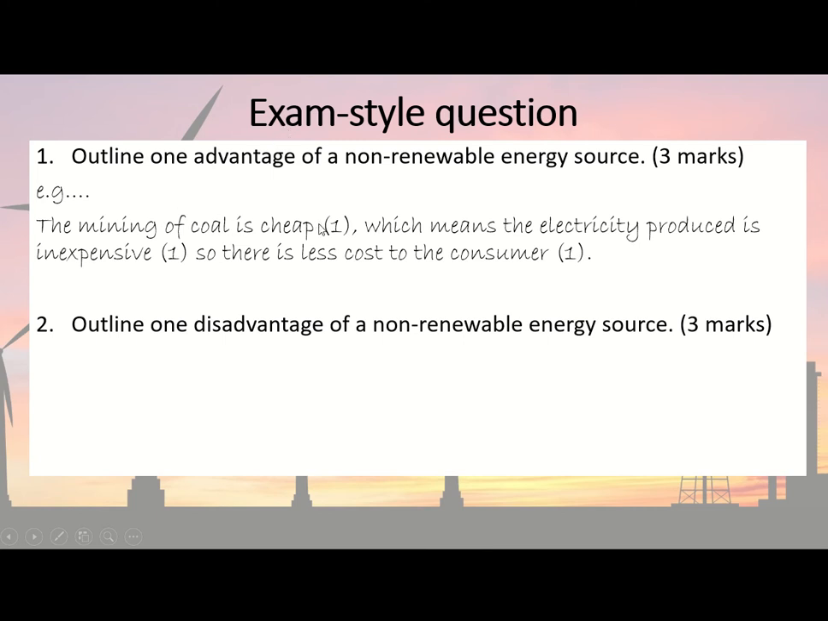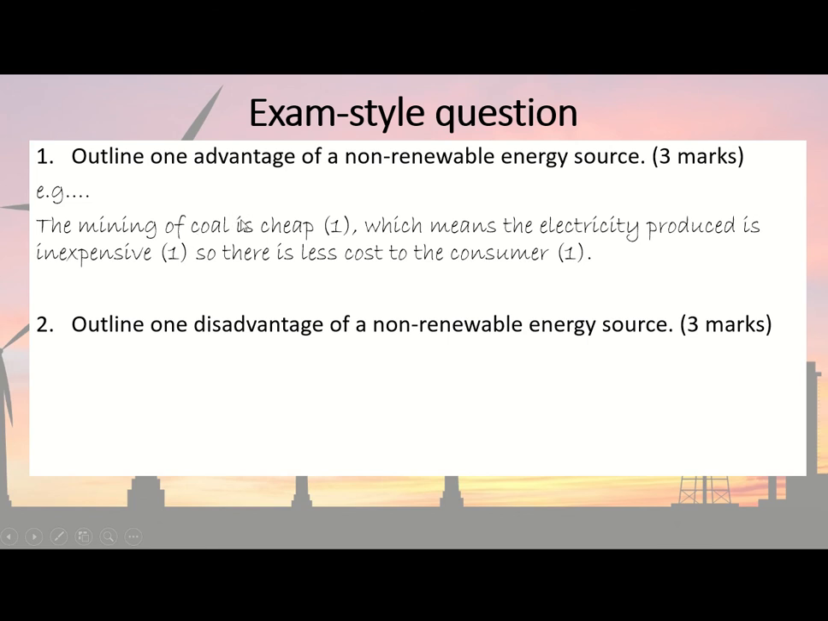To give you a bit of a hint, or not a hint, I'm just going to tell you, the mining of coal is cheap. That is one advantage, worth a mark. We've now got to try and get the extra 2 marks. We can't just start listing other things that are good. Mining of coal is cheap. Mining of coal is easy. Mining of coal produces large amounts of energy. They're 3 separate advantages, not one. So we need to just focus on this being cheap and then take that further.